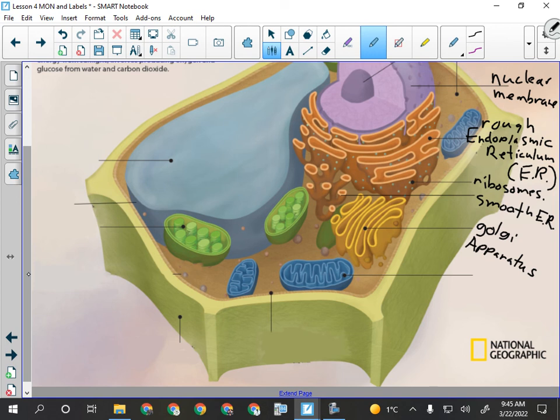Does that sort of make sense? So yeah, all these processes that we're talking about are just basically reactions, but they need certain conditions to work well, and the organelles they're in provide those conditions.